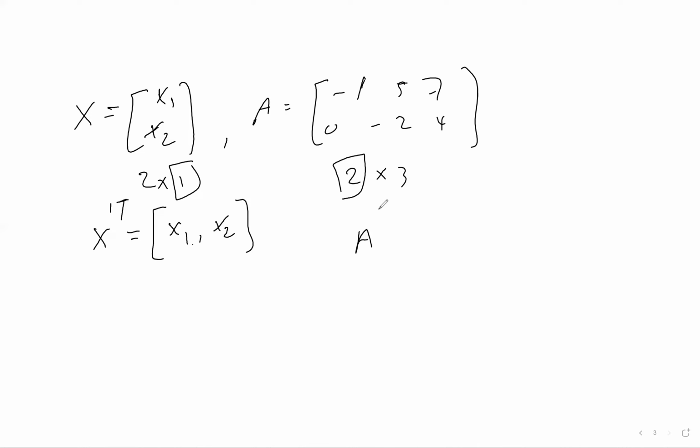If you do the transpose of A, then that means that the rows become the columns and the columns become the rows. So we have -1, 5, and 7, and then we have 0, -2, and 4. So the transpose of A is this, and the transpose of X can be written like this. But let's do an example.